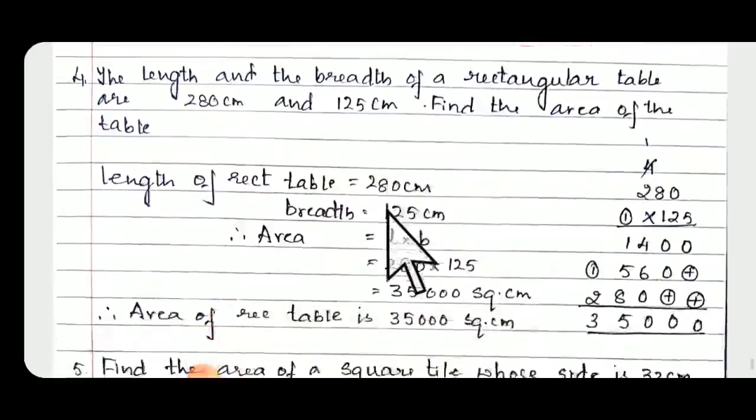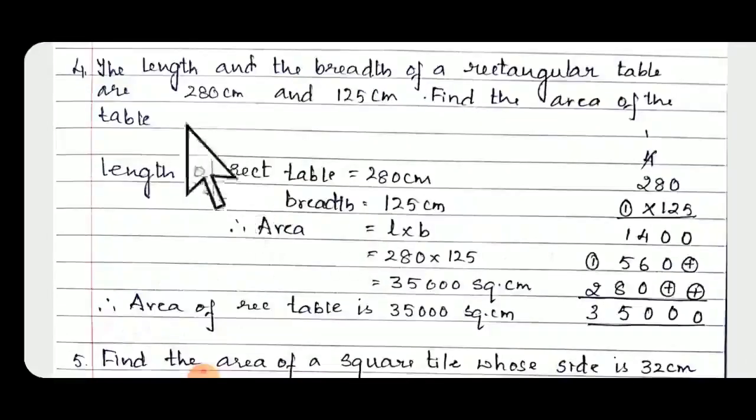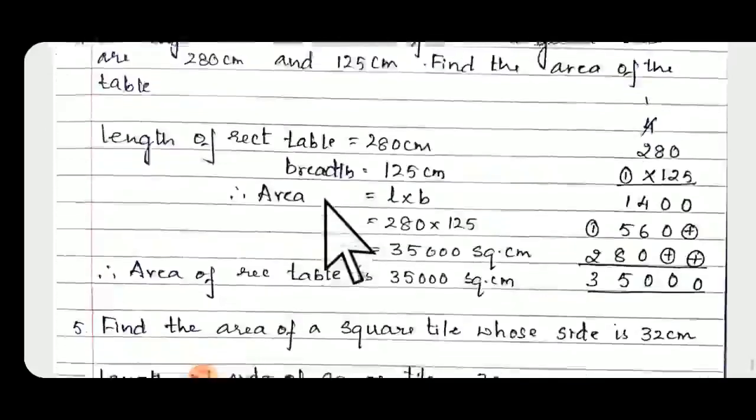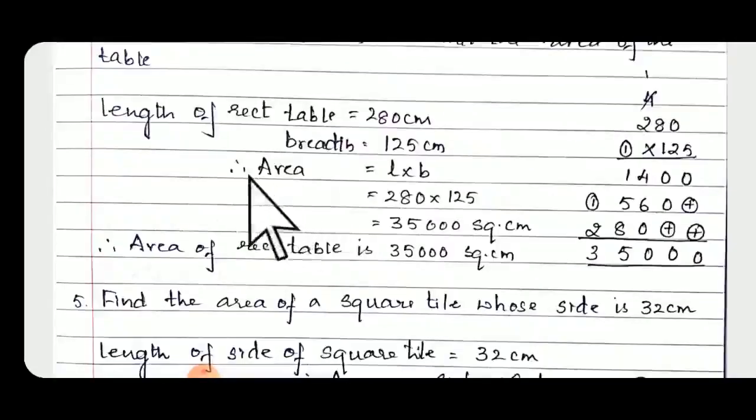Then question number 4. The length and the breadth of a rectangular table are 280 centimeters and 125. Find the area of the table. Length of the rectangle, write down the statement. First write down length and then breadth. Then the formula, area is equal to L into B, 280 into 125. Multiply, you will get 35,000 square centimeters as area.